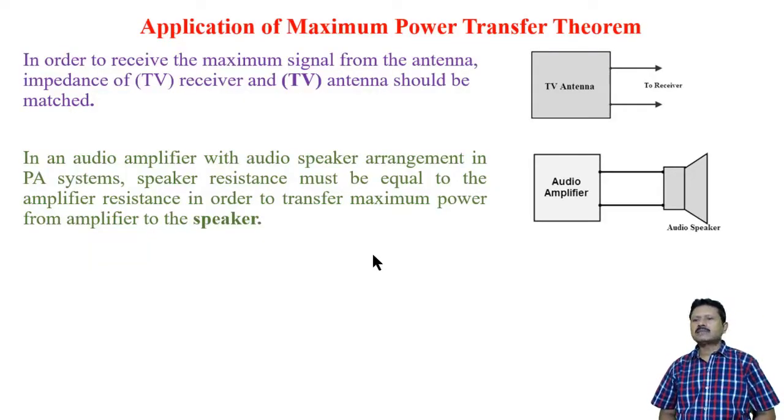Application of the maximum power transfer theorem. Here I have shown two applications. One is related to signal transmission in a communication system, and another one is the public address system. For signal communication between antenna and receiver, the signal at the antenna is very low, and to get the maximum signal from antenna to television receiver, we need to match the output impedance of the antenna with the input impedance of the TV receiver. Similarly, when we want to get the maximum power from an amplifier to an audio speaker, the output of the audio amplifier should be matched with the input of the audio speaker to get the maximum audio signal at the speaker.